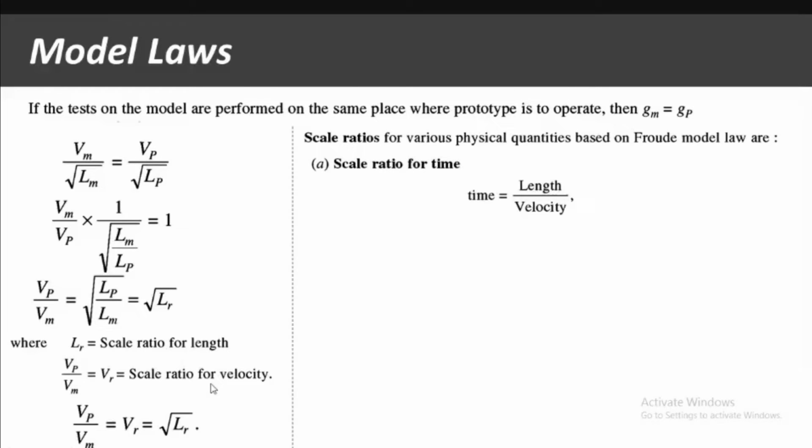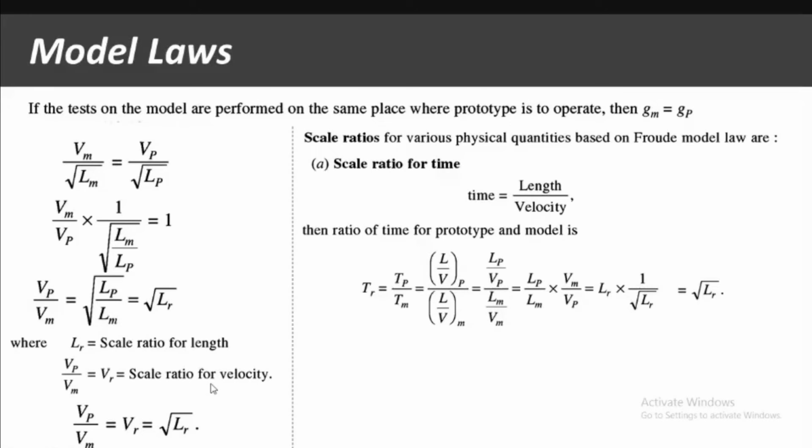The first is scale ratio for time. So we know time equals length upon velocity. Therefore, time ratio is nothing but time taken by prototype divided by time taken by model for a particular case. यहाँ पे time of prototype को हम replace करेंगे length of prototype upon velocity of prototype. Similarly, time of model is length of model divided by velocity of model. So it will be Lp by Vp divided by Lm by Vm.